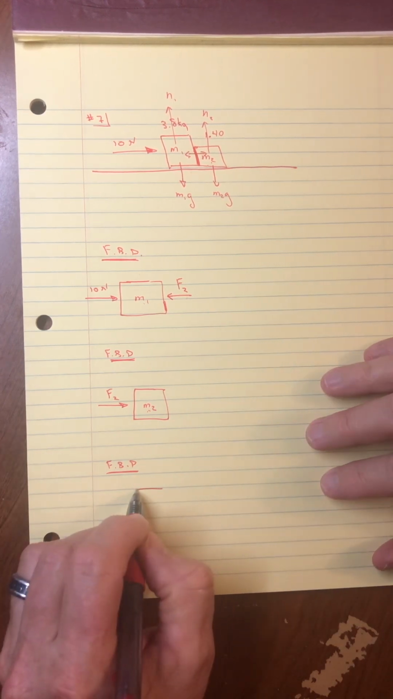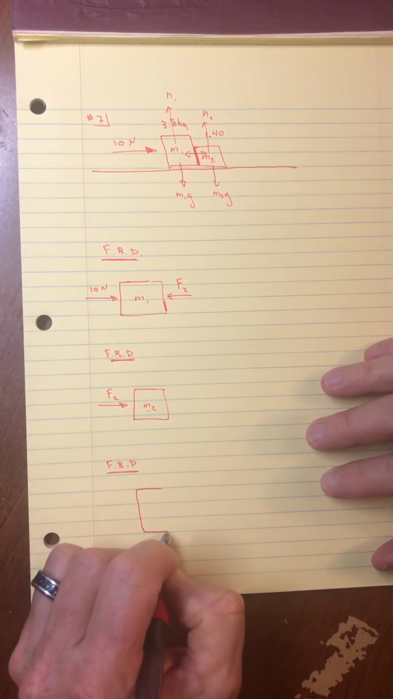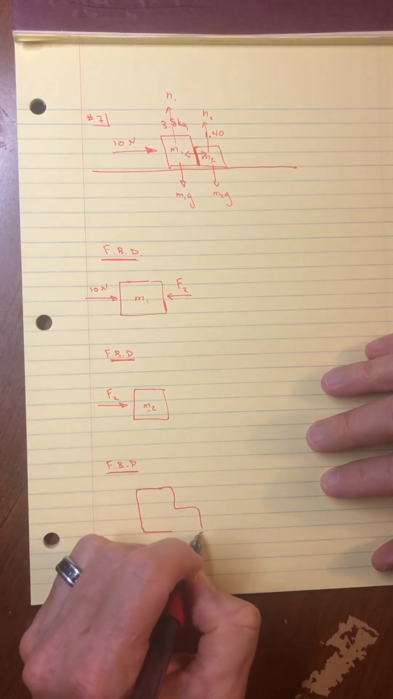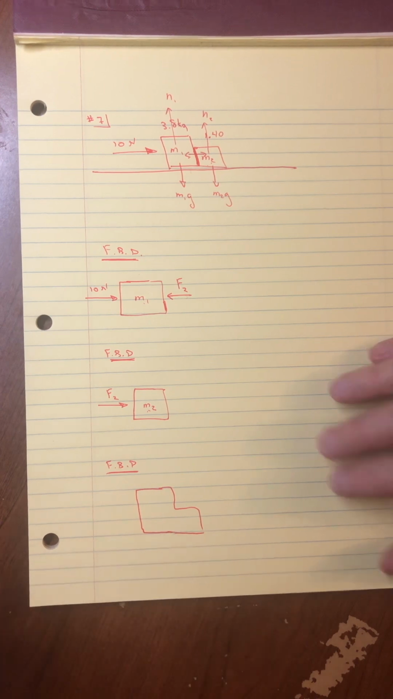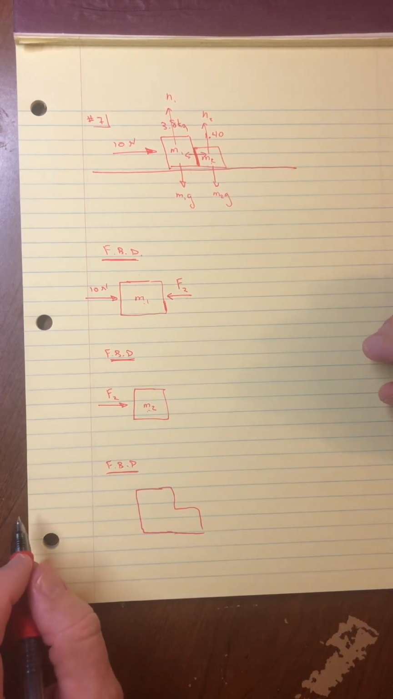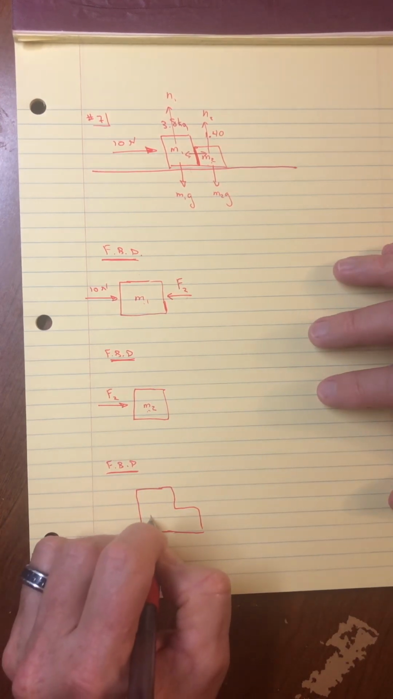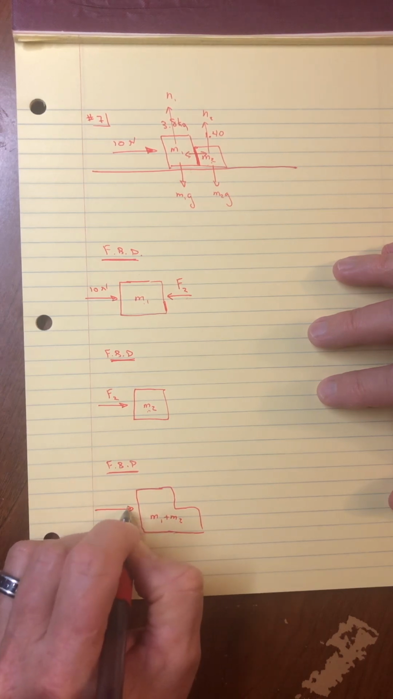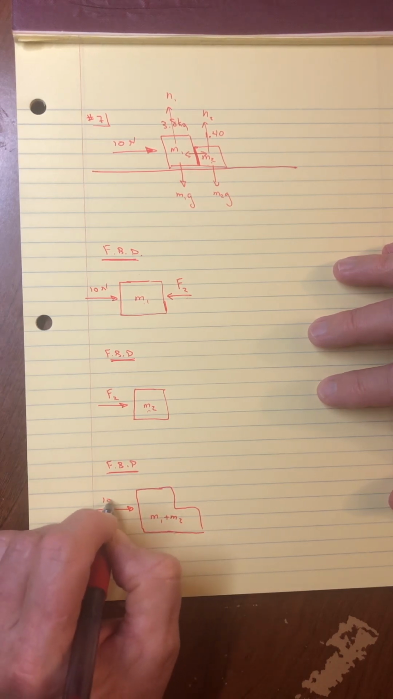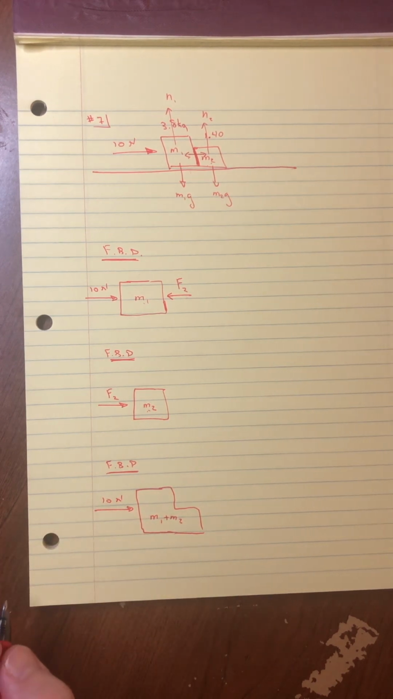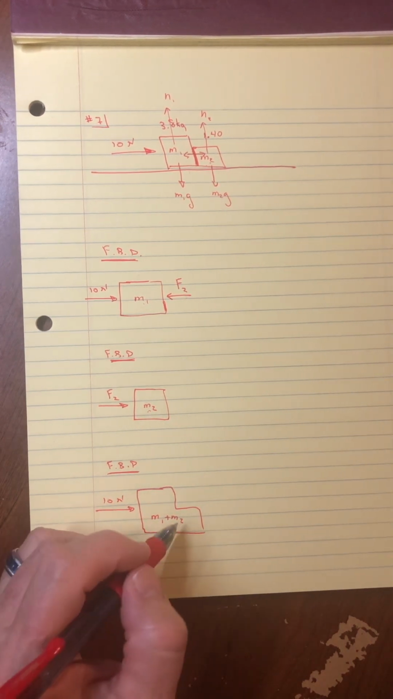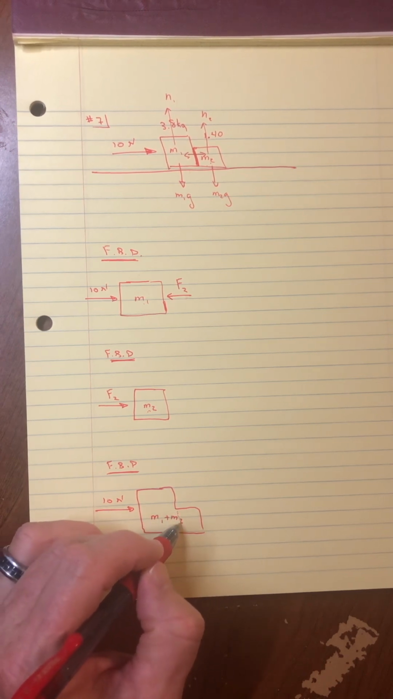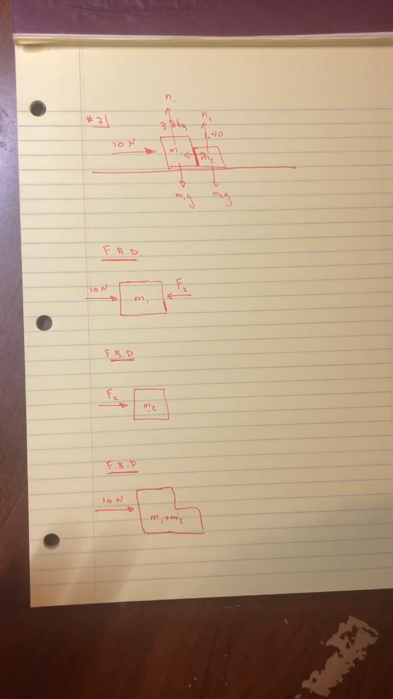Now, another free body diagram might be to view the two collectively as one big object. And so its mass would be M1 plus M2. And it's being pushed with a force of 10 newtons, and there is nothing pushing back. Now, I know 1 pushes on 2, but 2 pushes back on 1. And so this is what we've referred to as internal forces.